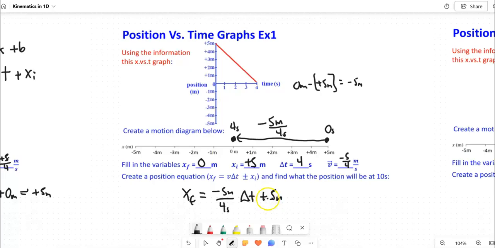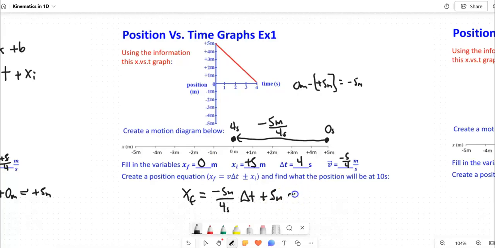Okay. Now, if we put 4 seconds in here, 4 seconds divided by 4 seconds is 1. -5 meters plus 5 meters is 0. So this is predictive. This does fit the data that's on the graph.